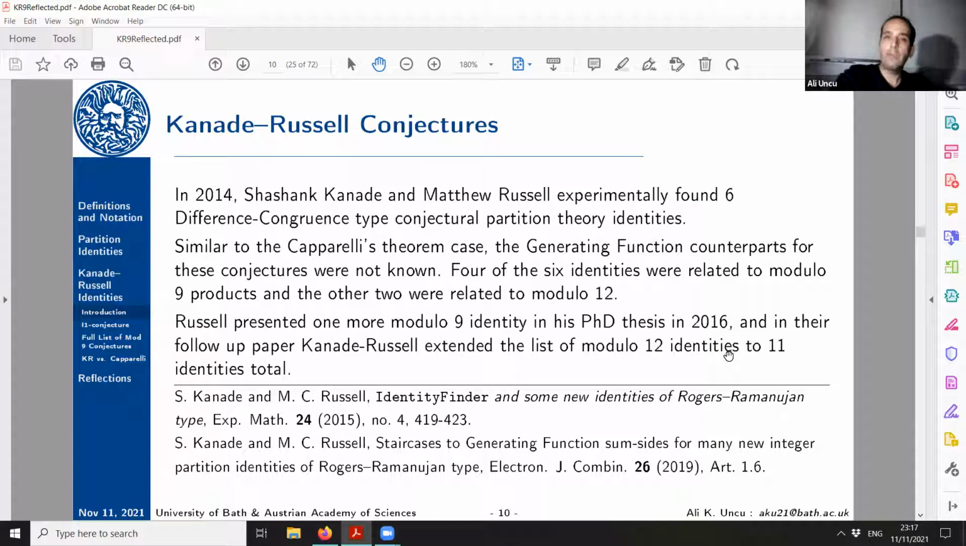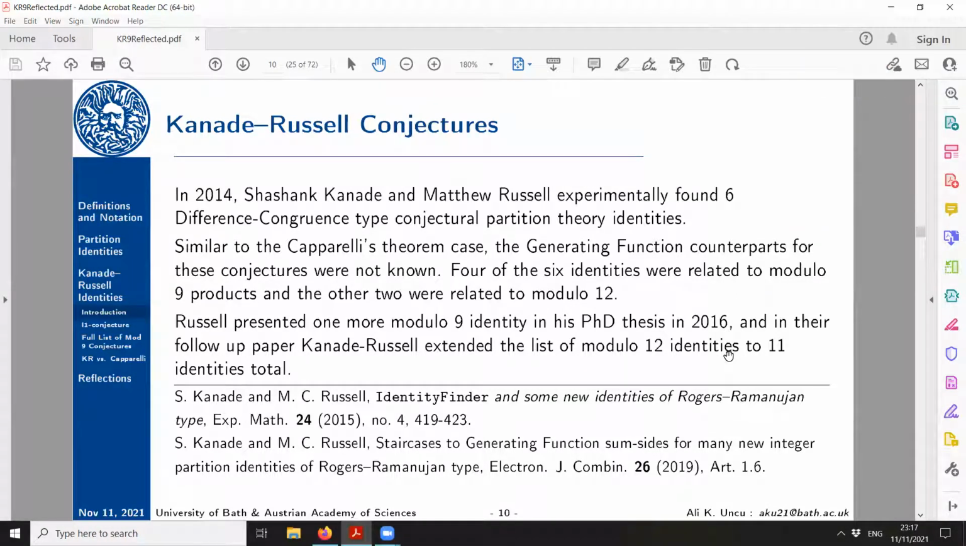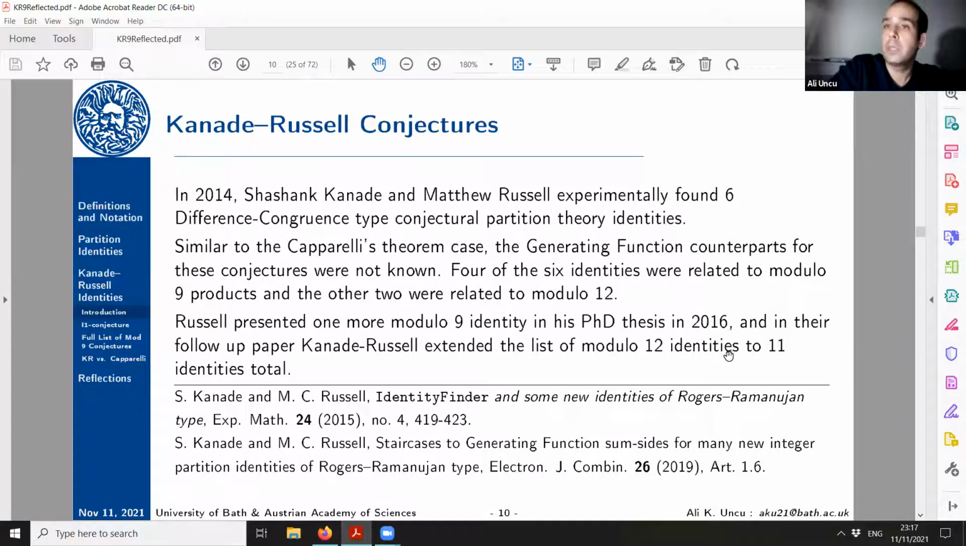7 of them were proven by Brinkman, Malberg, and Jennings-Schaefer. And then the remaining 4 were proven by, the name is escaping me. I am apologizing. Rosengren. Exactly, and it's not an easy name. Thank you, Russell. Thank you, Matthew. But yeah, the modulo 9 identities are still open to this day.